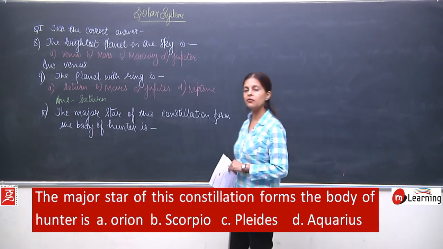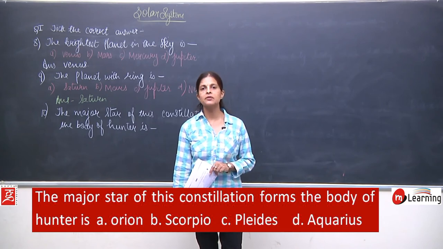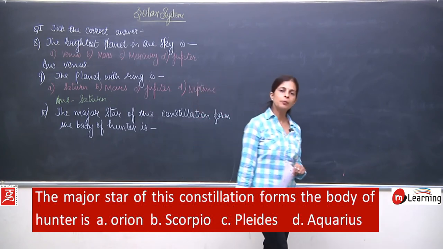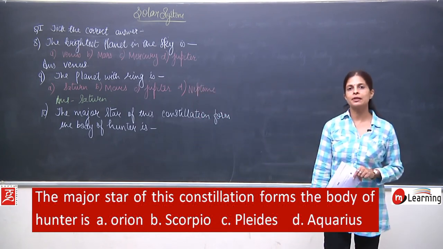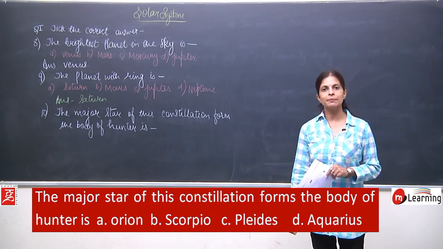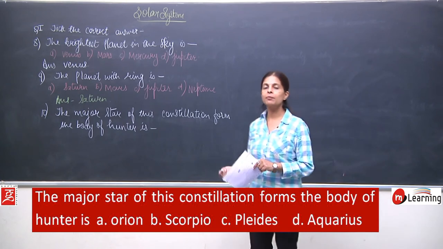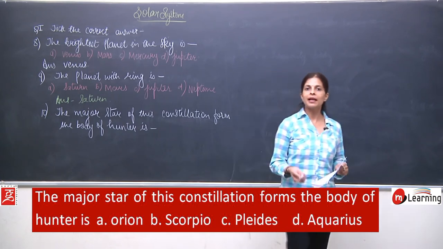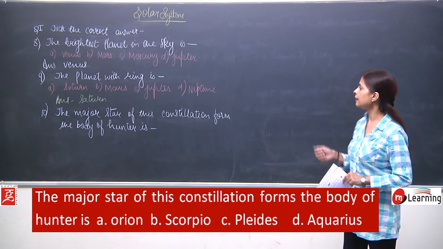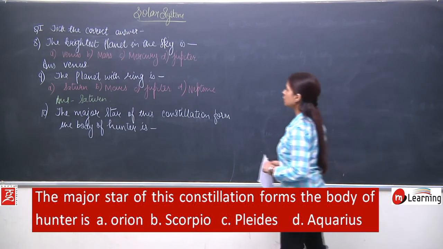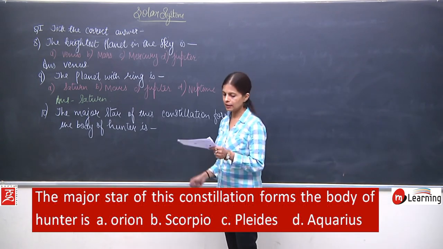That means a constellation, first of all, what is the meaning of constellation, children? Constellation is the group of stars which forms a pattern, isn't it? That means they give a shape, maybe like the bear, maybe like the kite, maybe like a hunter. So they are asking, the major stars of this constellation form the body of a hunter.